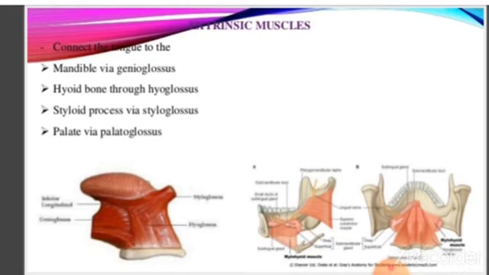So as the name suggests, these muscles connect the tongue to various portions of your skull and jaw. To the mandible, it's genioglossus, to the hyoid bone through hyoglossus, to the styloid process via styloglossus, and the palate via the palatoglossus. Now, one by one we will study, but in short and fast.